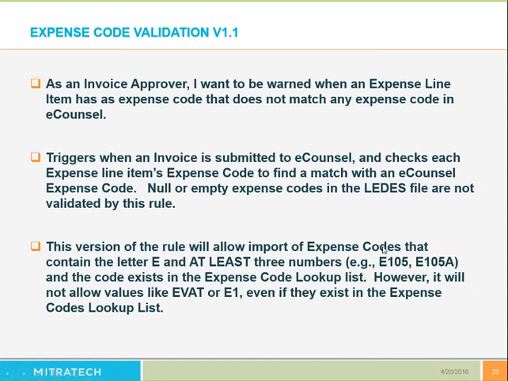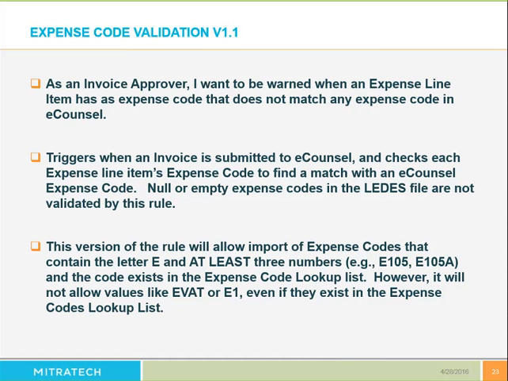Expense code validation. We have 2 versions of this rule that you can use depending, again, on your requirements. Version 1.1 will allow expense codes into the system that match exactly the UTBMS code criteria. In other words, it will allow import of expense codes that contain the letter E and at least 3 numbers, like E105 or E105A. And the code has to exist in the expense code lookup list in Suite Manager.